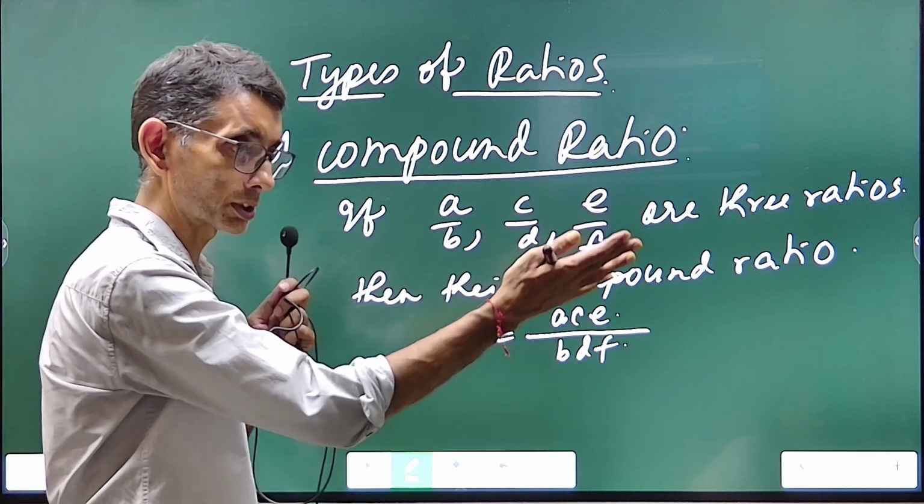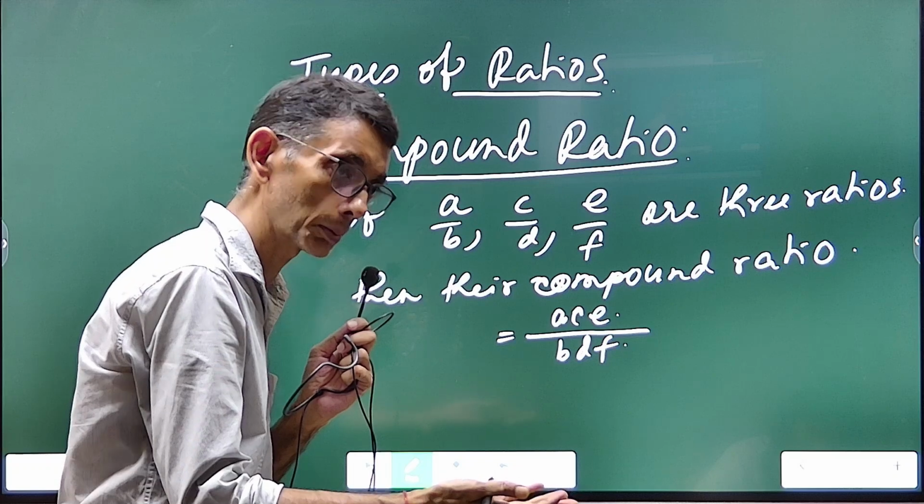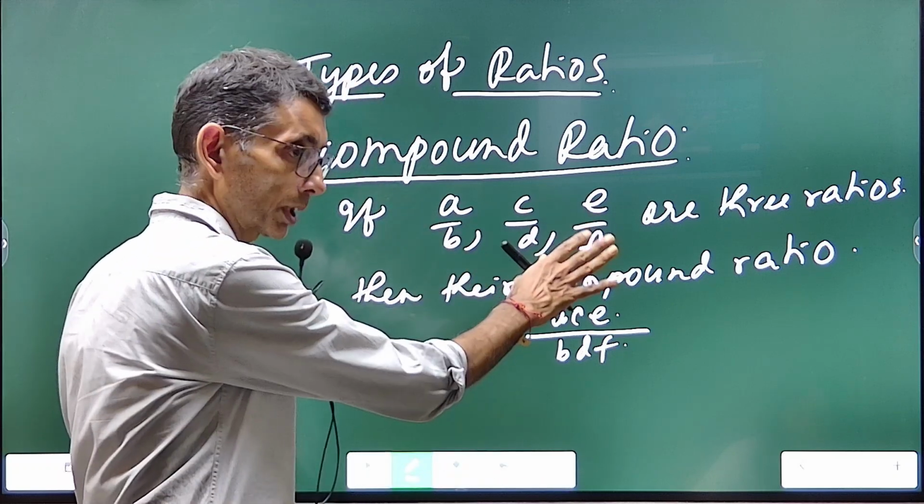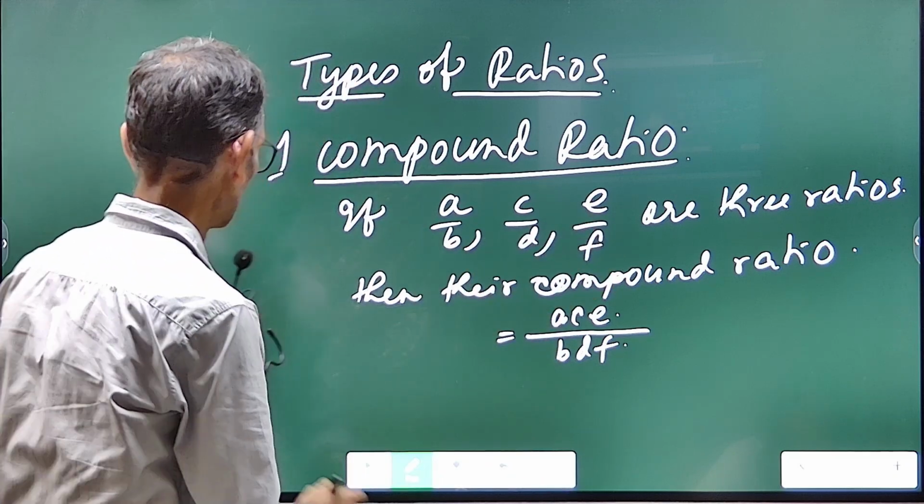If there are more ratios, then you keep multiplying. The numerators you have to multiply.